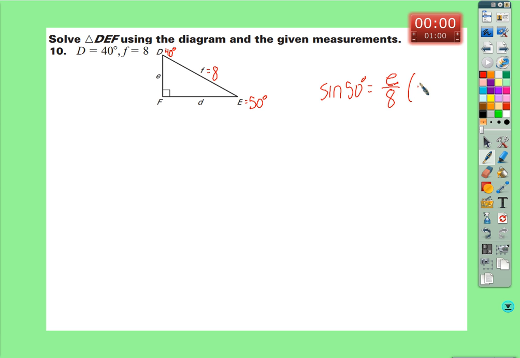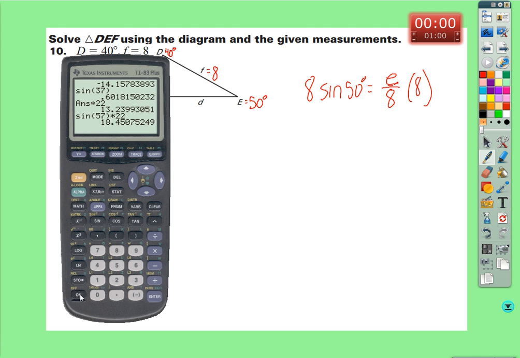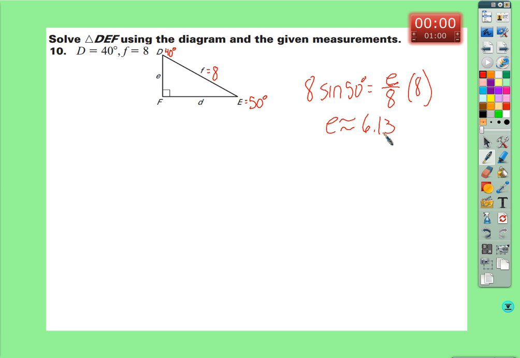Sine of 50 degrees. Just want to double check and make sure of what? Degree mode, let's look at the mode. Degree mode. Okay. And then it ends at 6.1. The same thing with 40 degrees. The sine of 40 degrees is what, Anthony? D over 8. Multiply by 8, cancel it out. 8 times the sine of 40.